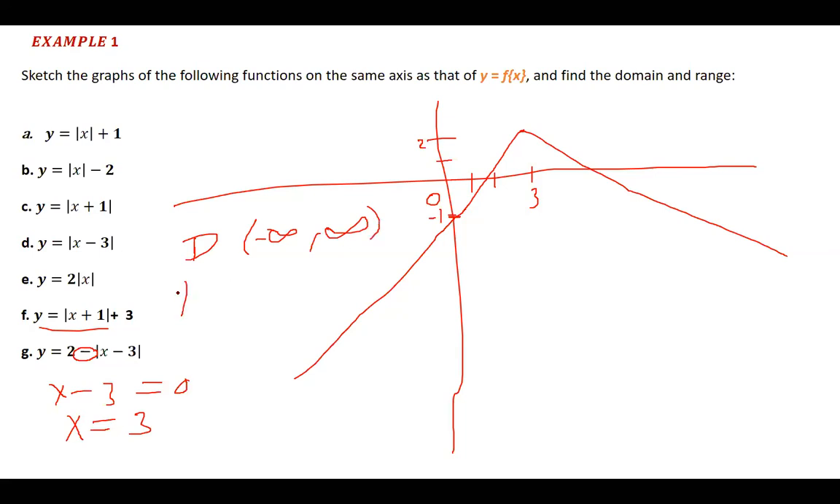Then what is the range? In this case, the range will not start from 2; it will start from negative infinity, up to 2. This one is not supposed to be this bracket, it's supposed to be this. Yeah, I think we are now done.